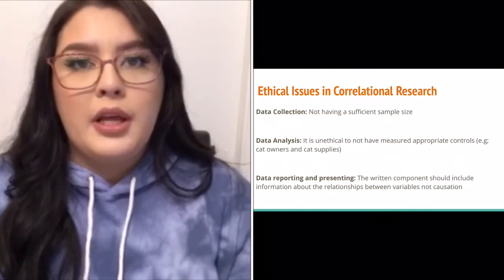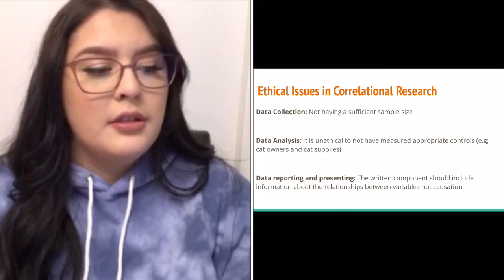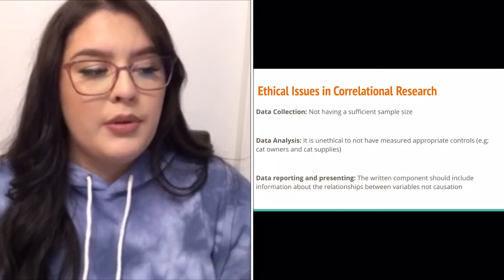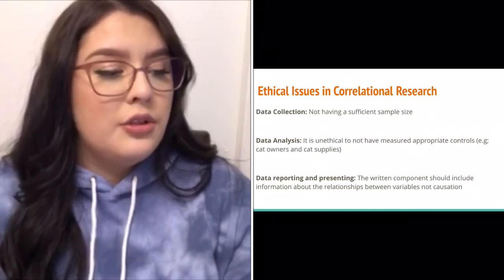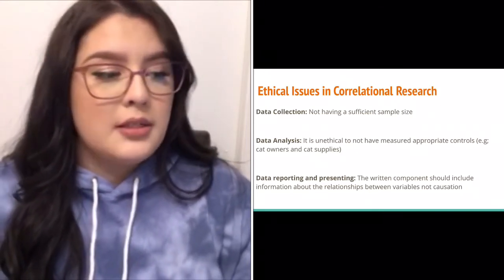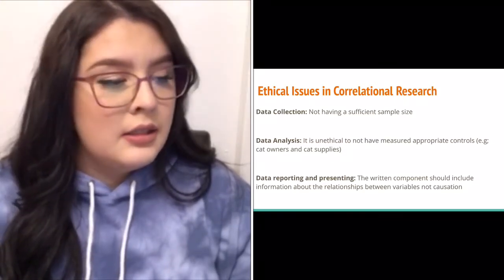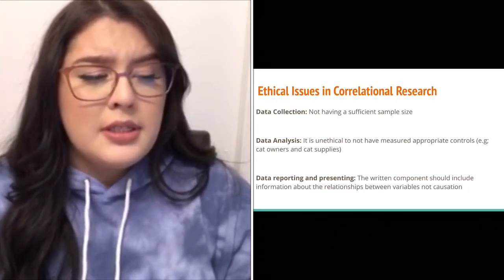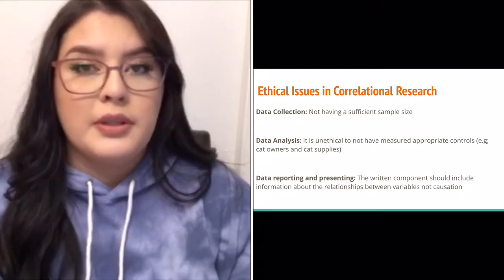Lastly, data reporting and presenting. There are many additional ethical issues that can present themselves in relation to correlational research, such as educational research should not be plagiarized, a failure to report contradictory findings, to publish the same findings multiple times and not share the results of the research with others.